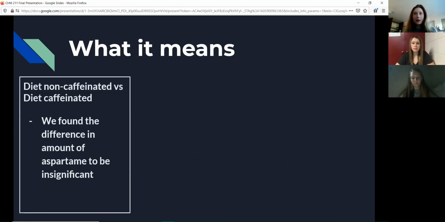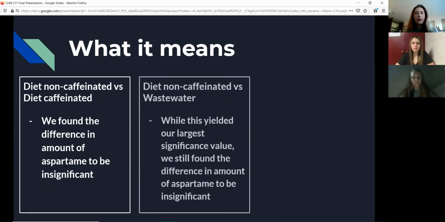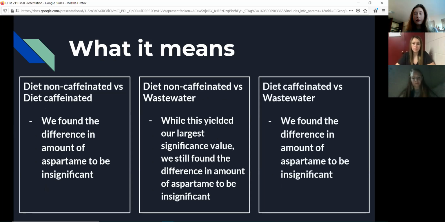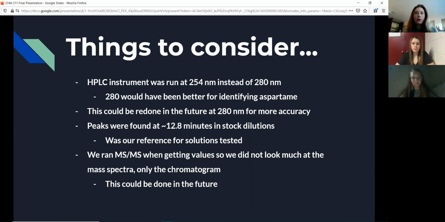What does this mean? It means that the diet non-caffeinated versus the diet caffeinated soda did not have a significant difference in aspartame concentrations. Neither did the diet non-caffeinated versus the wastewater, although this did have the most difference of all the things that we calculated, even though it was still insignificant. And the diet caffeinated soda versus the wastewater was also insignificant.